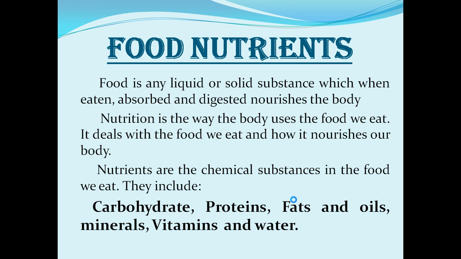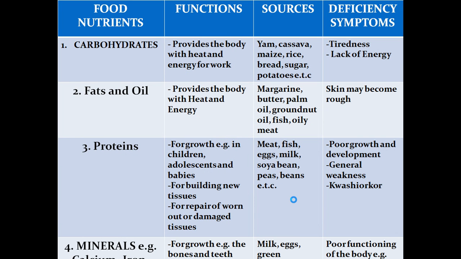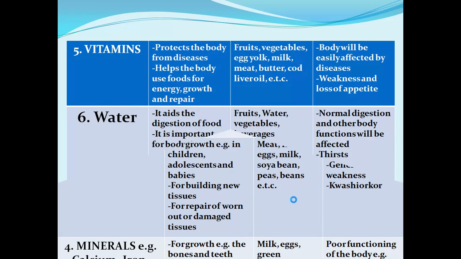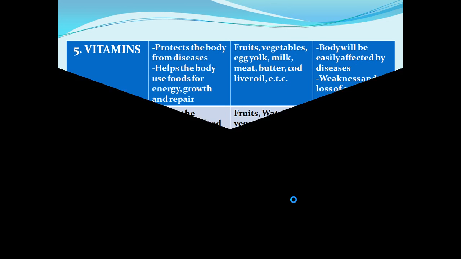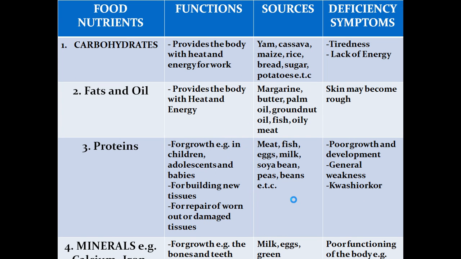Now let's look at these food nutrients one after the other. I told you we might not finish this topic today, and we can as well finish it. Well, let's look at it. Food nutrients, functions, sources, deficiency, symptoms. The first one is carbohydrates.